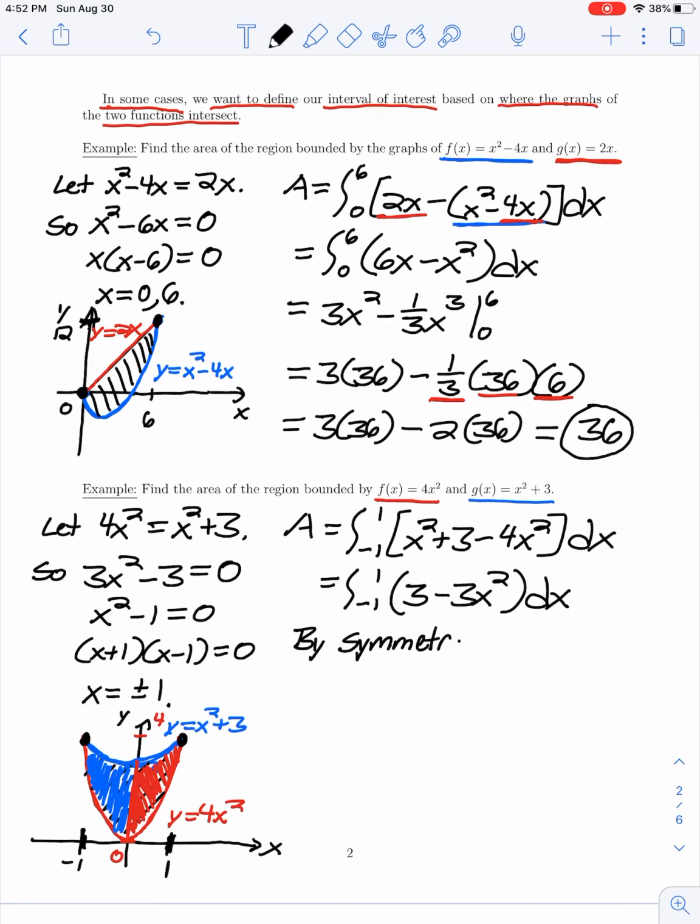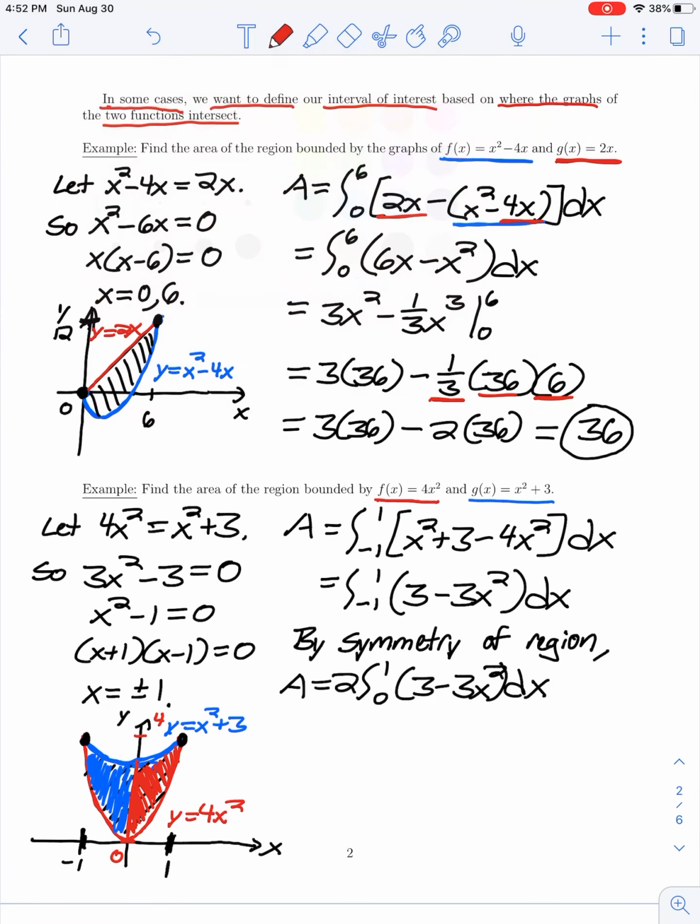So let me say by symmetry of this region, I could take the area as the area from just 0 to 1 of the same function, 3 minus 3x squared dx, and then double that value by multiplying that integral by 2 out in front.